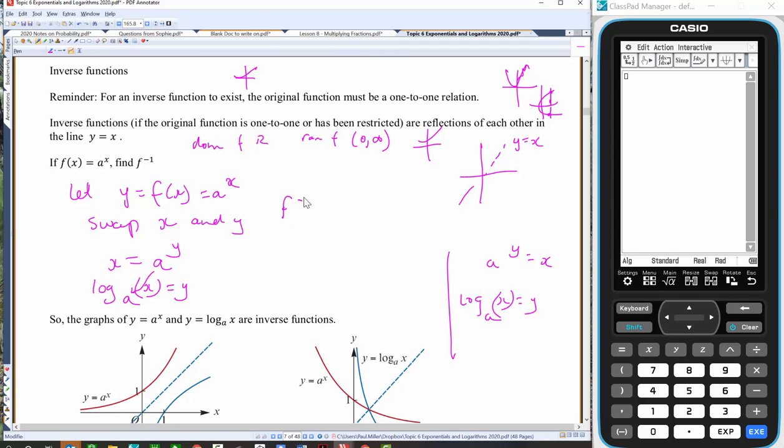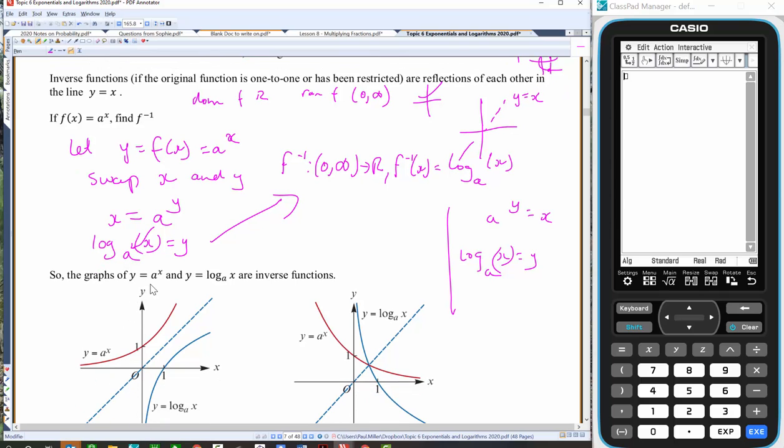So I'm going to say that f negative 1 is a function such that it has a domain of 0 to infinity, mapping to the codomain, which is the set of all real numbers, where f negative 1 of x is equal to log a x. There we go. So that's written in full function notation.